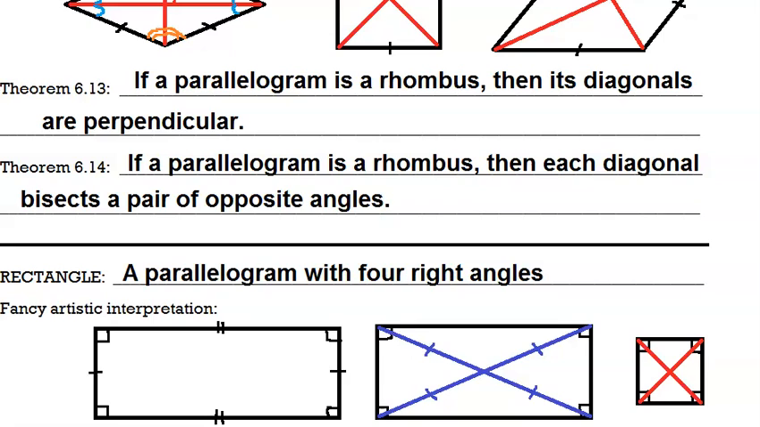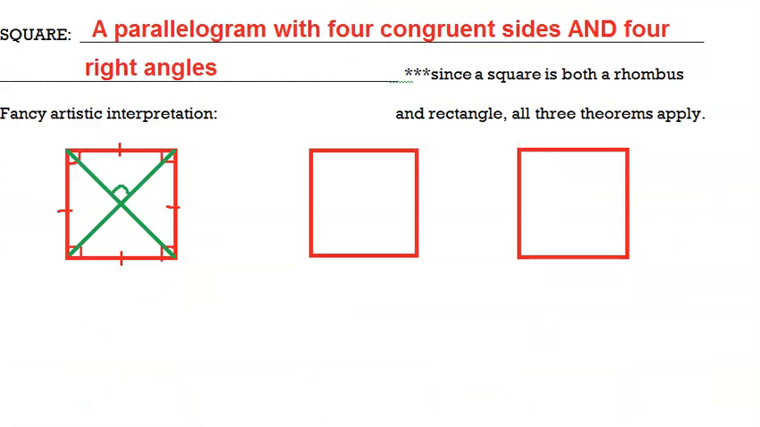All right, now the second rule today said if a parallelogram is a rhombus, then each diagonal bisects a pair of opposite angles. So let's draw that out. If a parallelogram is a rhombus and a square is a rhombus, then each diagonal bisects a pair of opposite angles. So those are equal pieces. Those are equal pieces. Those are equal pieces. And those are equal pieces. And if you do the math, you eventually find out that they are all 45 degrees, but we will get to that some other time.